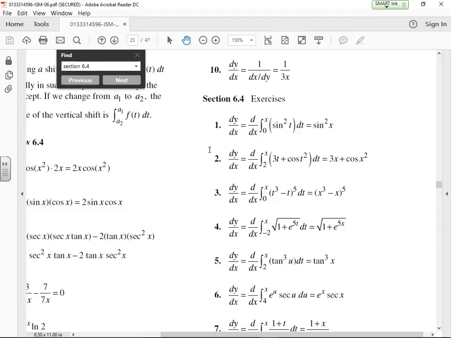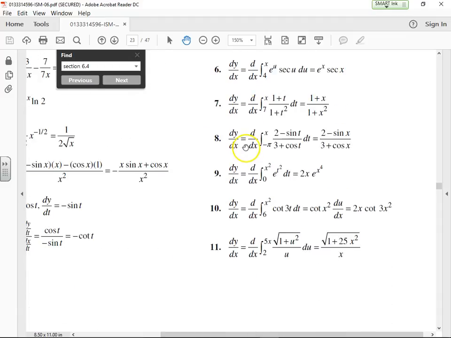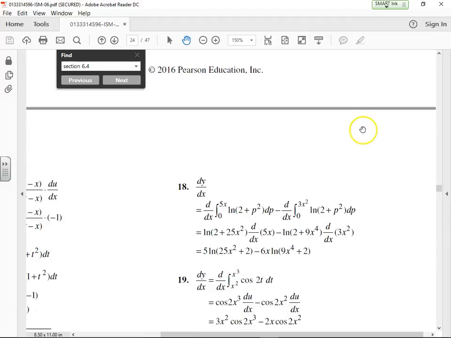Number first one. 8. Final answer: 2 minus sine all over 3 plus cosine. Number next one, of x, by the way. 28.